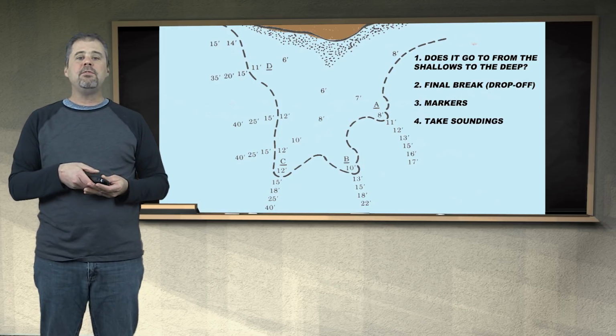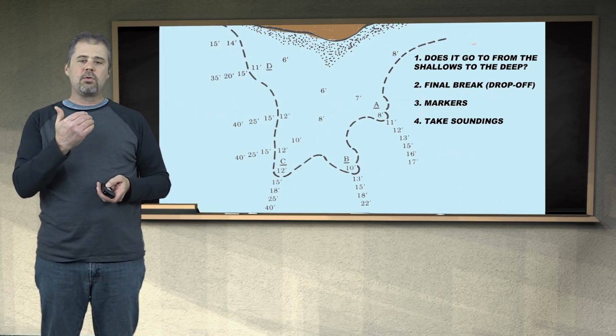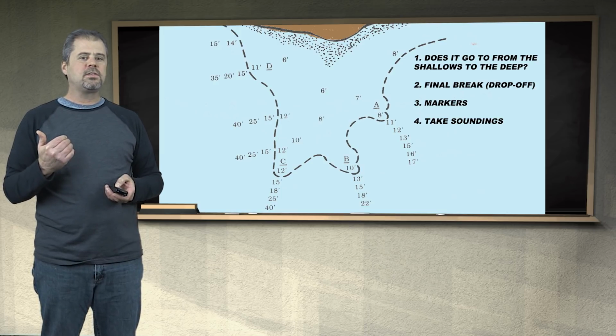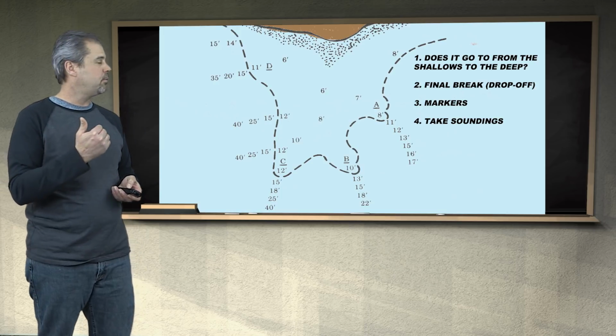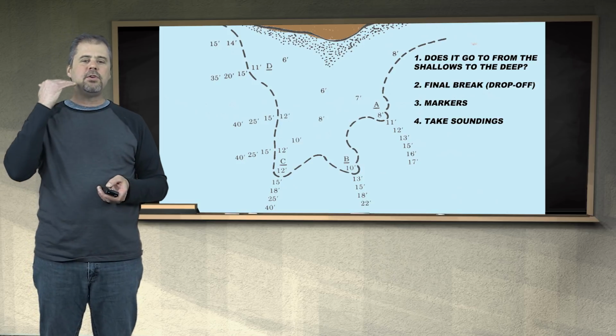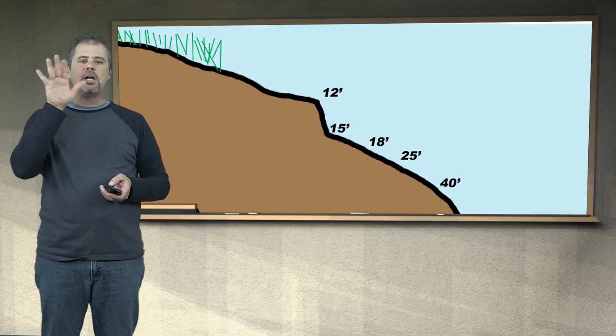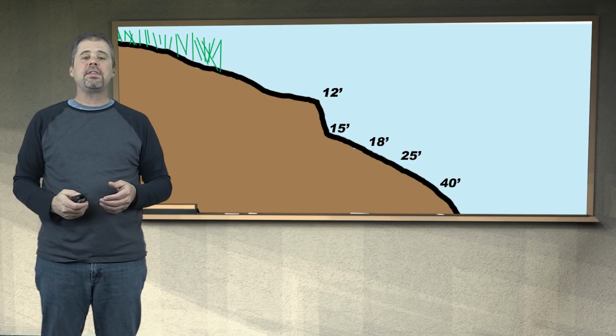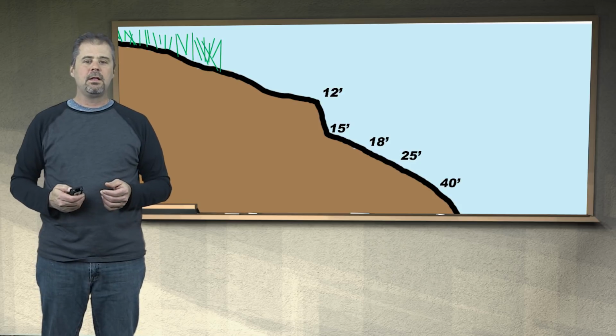Another good thing to help you visualize what the structure looks like at each point here is on point C, we notice it broke from 12 to 15 feet, and you write the depths. What you want to also do is sort of visualize a side profile of what that looks like. It helps you get a better picture and understanding of what that structure looks like.